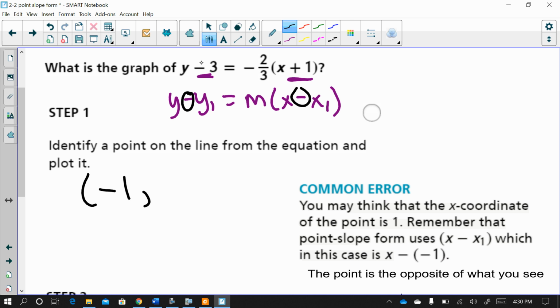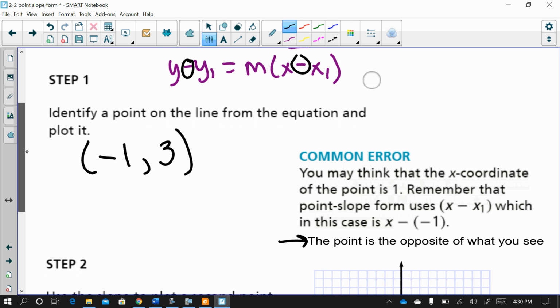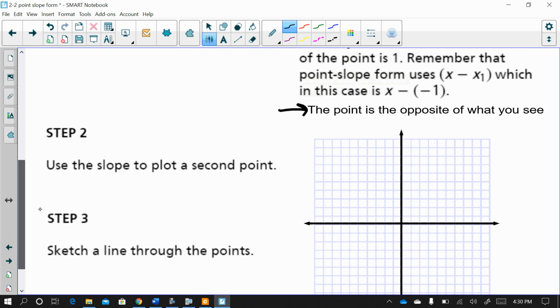And I see the -3 here. It's the opposite of what I see, so the point is -1, 3. You've got to be very careful here. When I pull the point out, it's the opposite of what you see. So let's go ahead and plot this point: -1, 3.